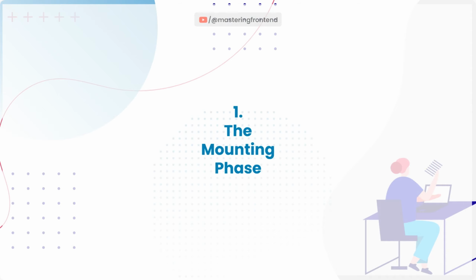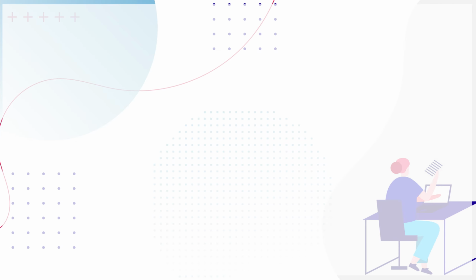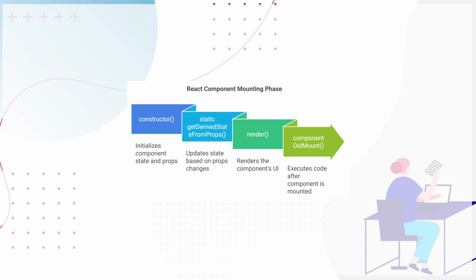Let's study mounting phase in detail. The mounting phase represents the initial creation and rendering of the component. In mounting phase, four lifecycle methods are executed in this order. First, constructor is called. Then static getDerivedStateFromProps method is called. After that, the render function is executed. Finally, componentDidMount is called.